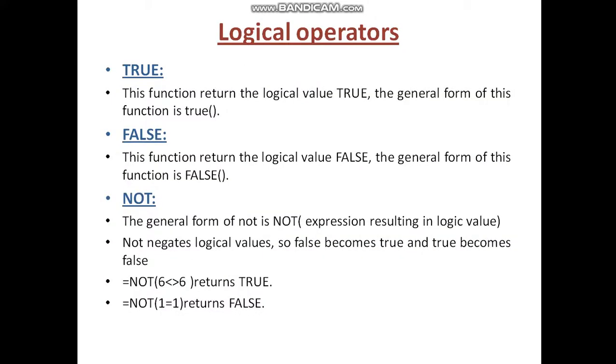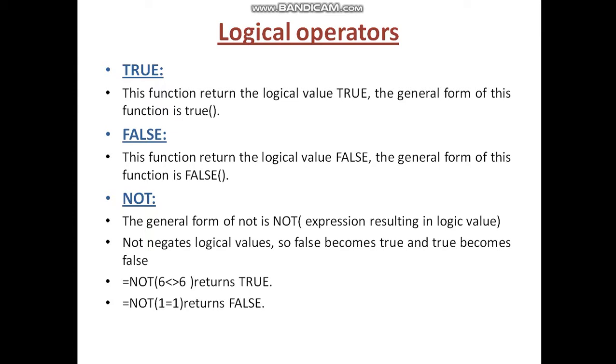Now logical operators. TRUE: this function returns the logical value true. The general form of this function is TRUE. FALSE: this function returns the logical value false. The general form of this function is FALSE. Next, NOT. The general form of NOT is NOT(expression resulting in a logical value). NOT negates the logical values, so false becomes true and true becomes false.